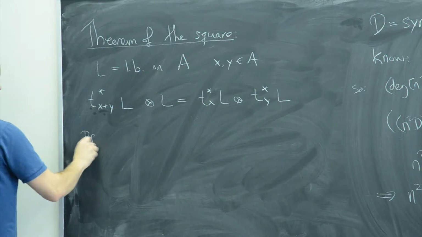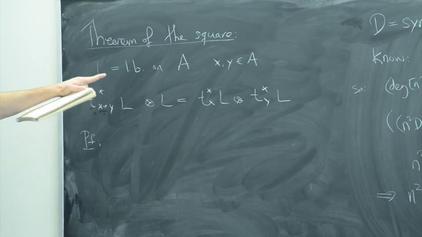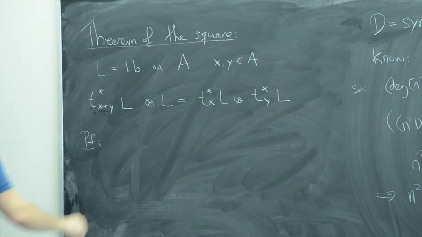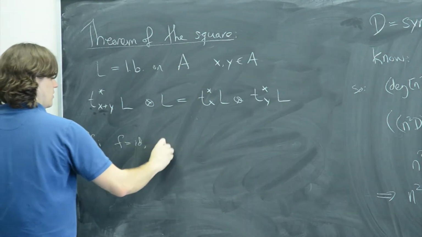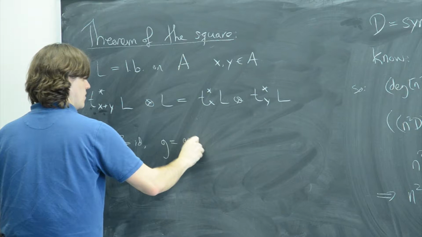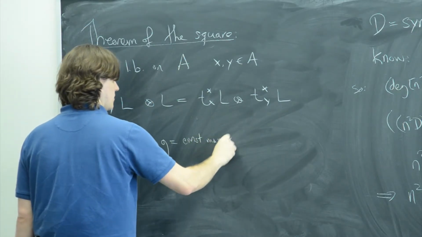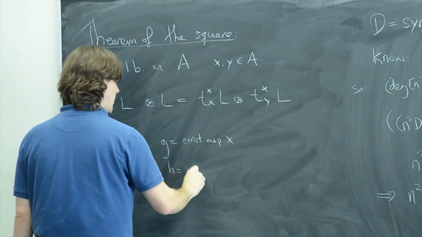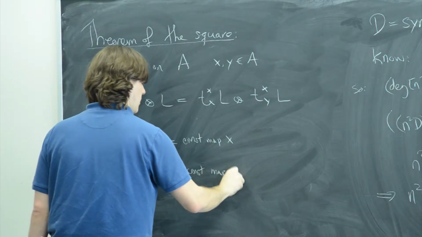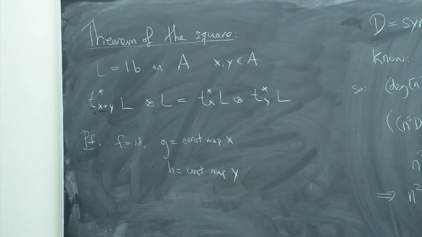And the proof is just that corollary that I had written up there with the F, G, and H. You just take F to be the identity map, G to be the constant map that goes to X, and H to be the constant map that goes to Y. And if you just plug in, this is exactly what you get.